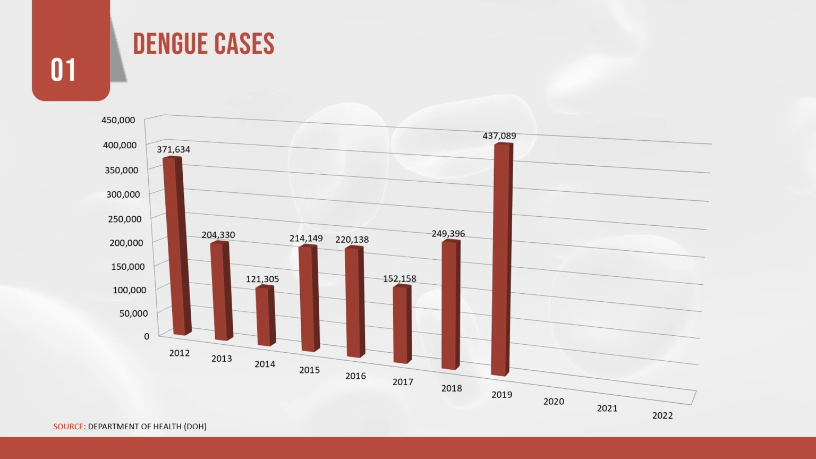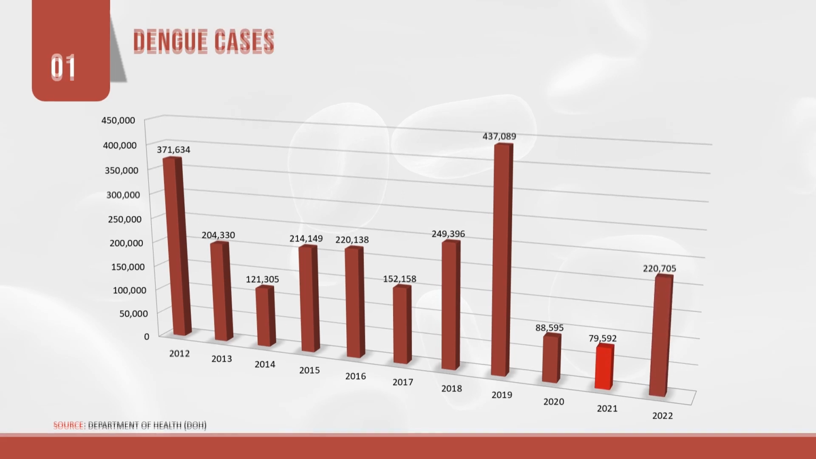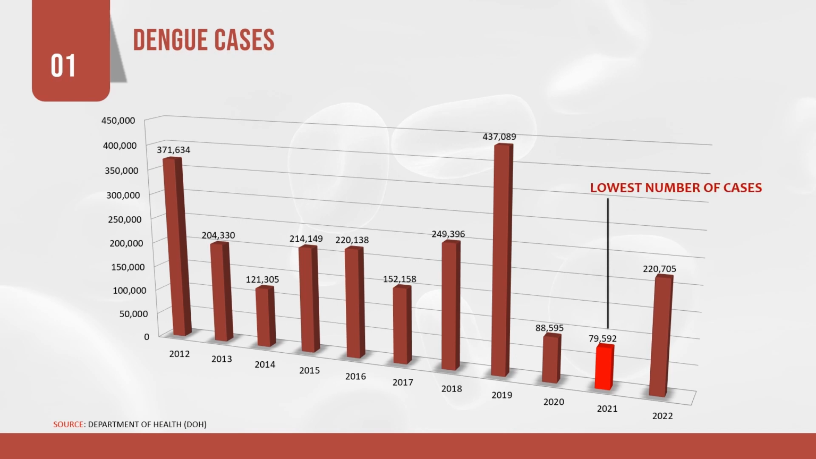The number almost doubled with 437,000 cases. In 2020, the start of the pandemic, the dengue cases went significantly low to 88,000 cases. It went lower in 2021 and higher in 2022. So based on that data, the lowest number of cases were in 2021 with 79,000, while the highest number of cases were in 2019 with 437,000.